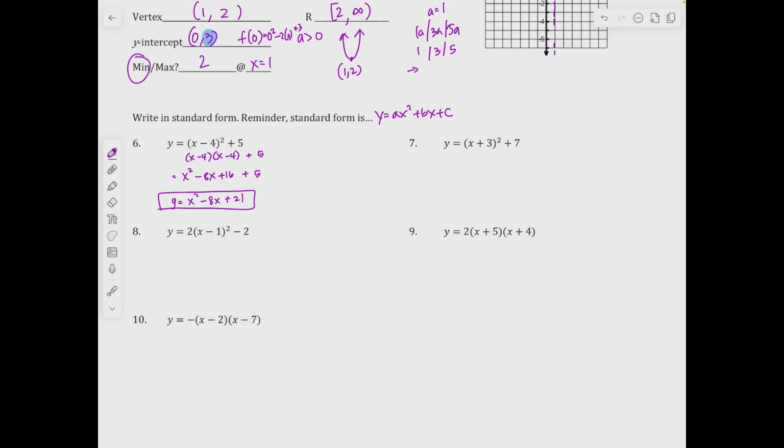Okay? So let's have you guys try numbers 7, 8, 9, 10. Try these 4 problems. You do FOIL, you do distributive property, and then you simplify. So pause here, give it a try, write it in standard form.